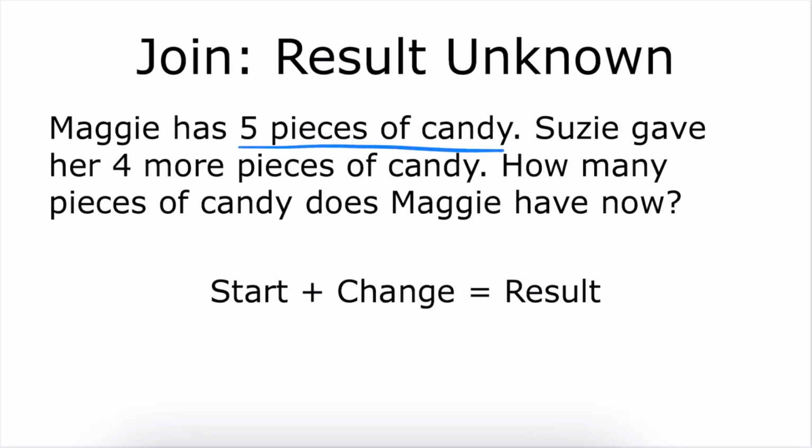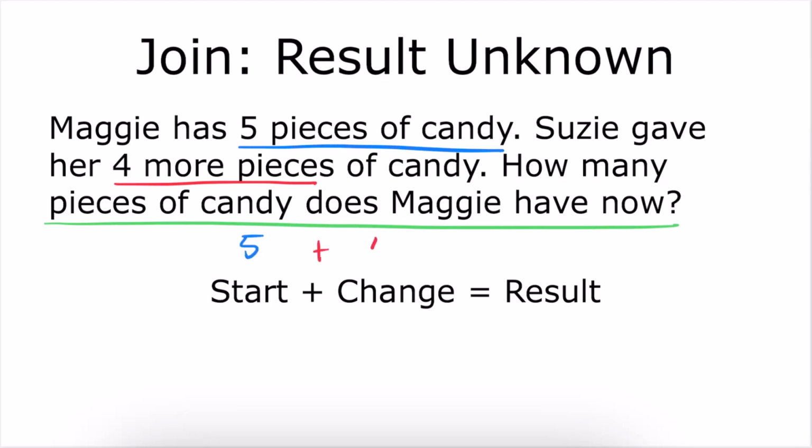Susie gave her 4 more pieces. And the question is how many pieces of candy does Maggie have now? So in this one, we would have 5 with an increase of 4. And the thing we're looking for is the result. And in this math sentence, the math sentence is set up where you can just simplify this to find out what the result is. And so that would be an example of a join problem where the result is unknown.